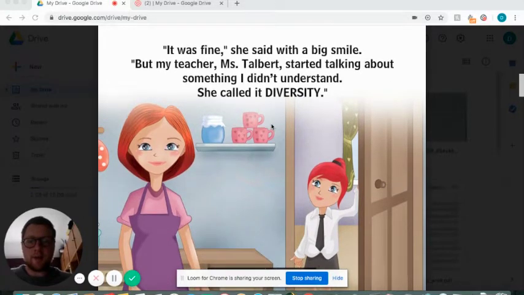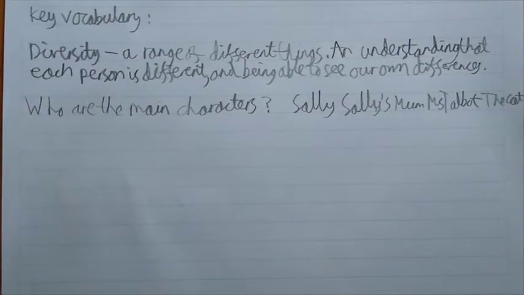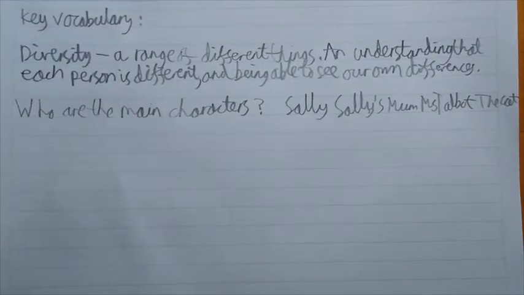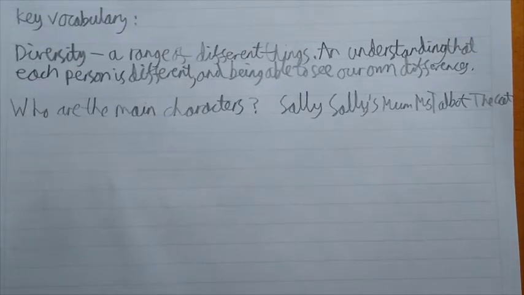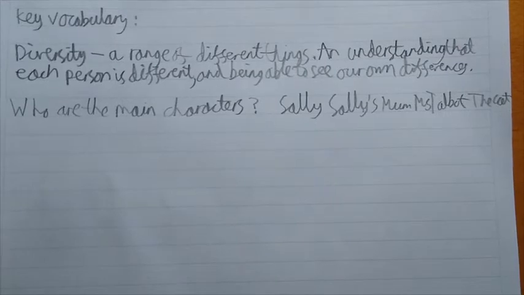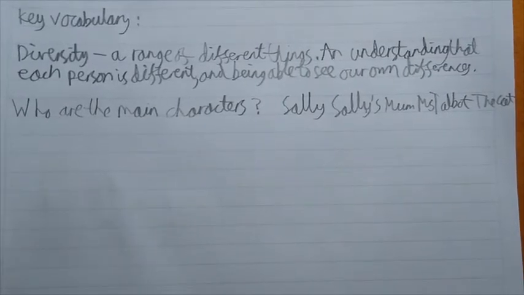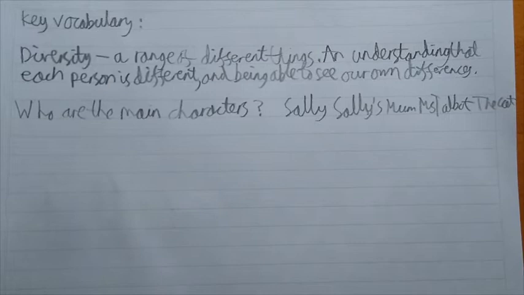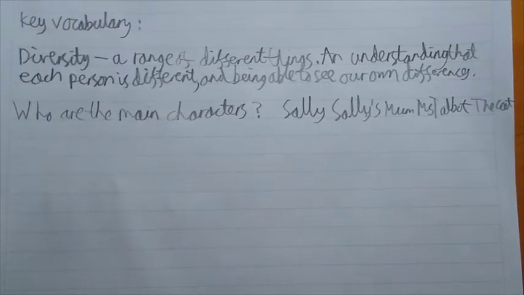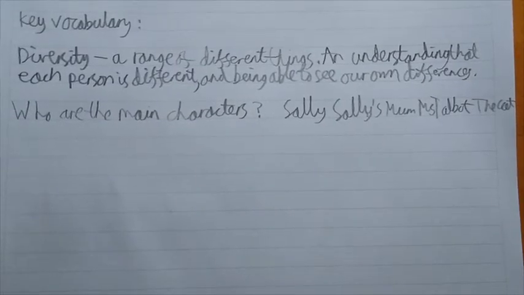So I'm going to draw some multiple choice questions on a piece of paper for you to identify the main characters. So the question here is, who are the main characters? Are they Sally, Sally's mum, Miss Talbot, or the cat? So have another look and scroll back through the video to me reading it through to see who the main characters are. If you can pause the video and have a look through it, we'll come back to the answers shortly.